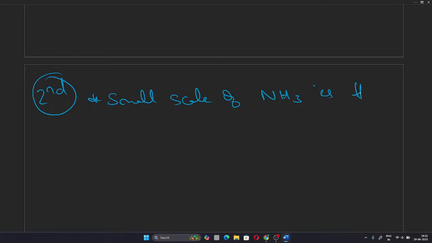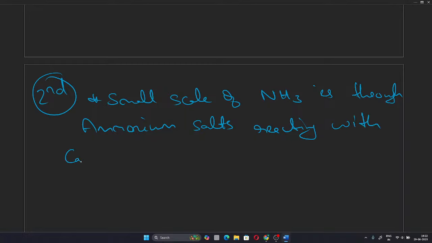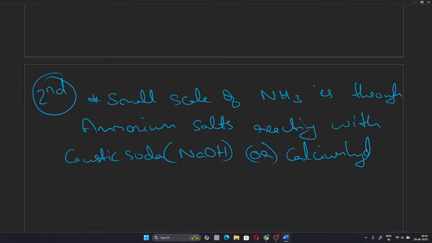And the second method of preparation, small scale preparation of NH3, is through ammonium salts reacting with caustic soda, sodium hydroxide, or calcium hydroxide.